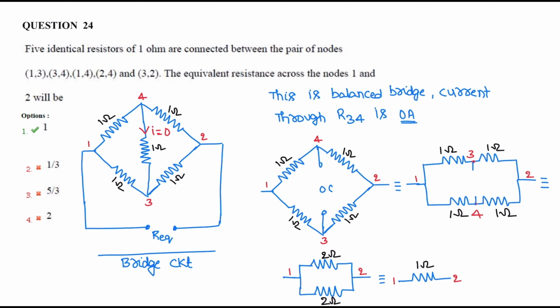Now for the equivalent resistance, these two resistors are connected in series and these two resistors are connected in series. 1 ohm plus 1 ohm is 2 ohm, and 1 ohm plus 1 ohm is 2 ohm. These 2 ohm resistors are connected in parallel, and 2 parallel to 2 ohm is 1 ohm. Now the equivalent resistance between terminals 1 and 2 of the given bridge circuit is 1 ohm. So the correct answer is option 1.